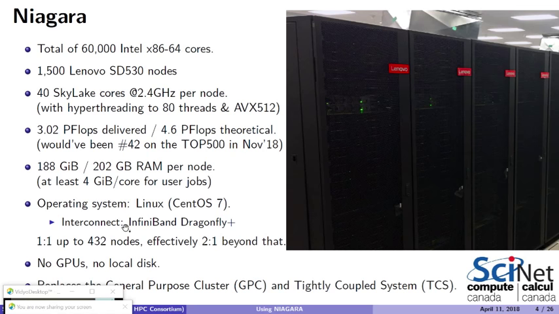We have, and this is when you're doing parallel jobs, the different nodes have to talk to each other quite quickly, or communication becomes a bottleneck. And so we have one-to-one communication between every node and every other node, up to 432 nodes. So you have to multiply that by 40 to see how many cores it is. About 17,000 core jobs can run one-to-one.